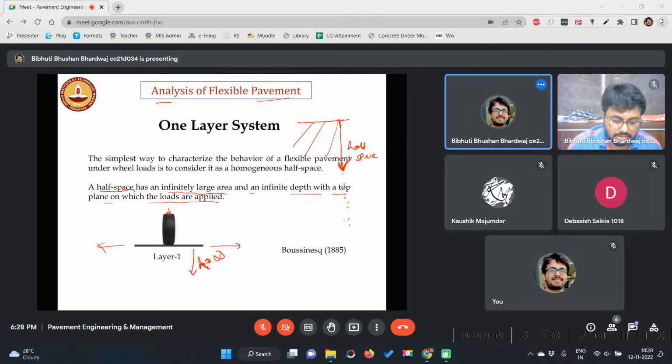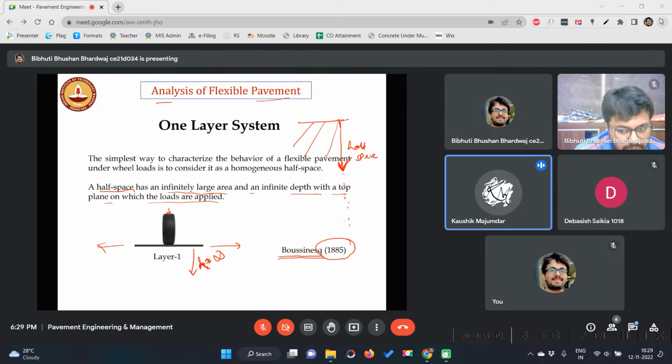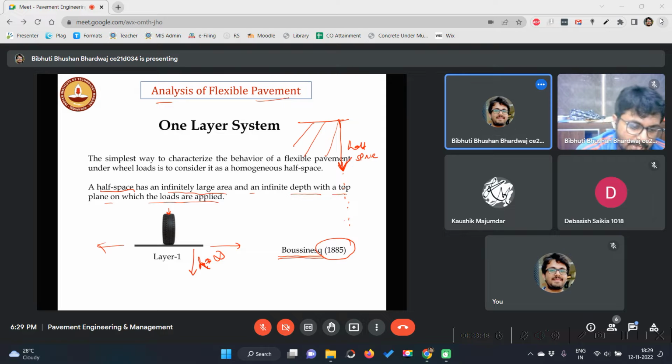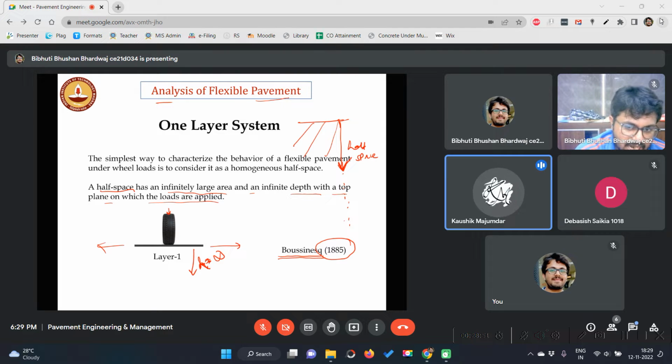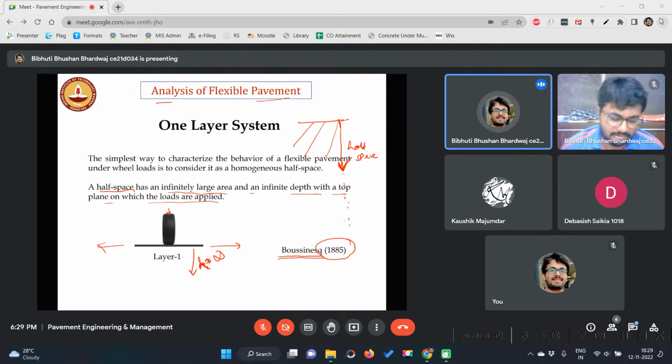Okay, so this theory was formulated way back, almost 230 years ago. I think you have heard this name, Boussinesq. Can anyone of you tell me where? Yes, sir, in soil mechanics. Boussinesq equation, Westergaard equations.